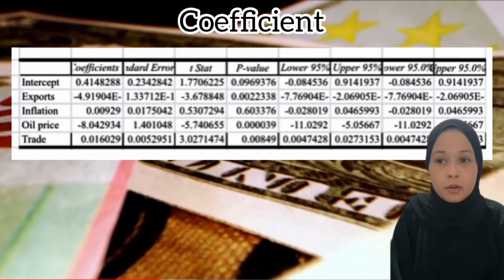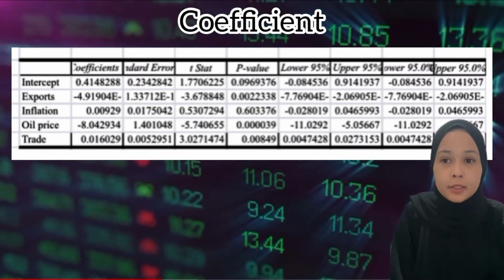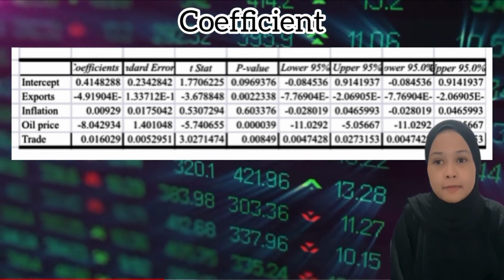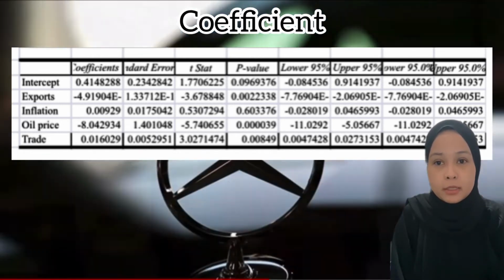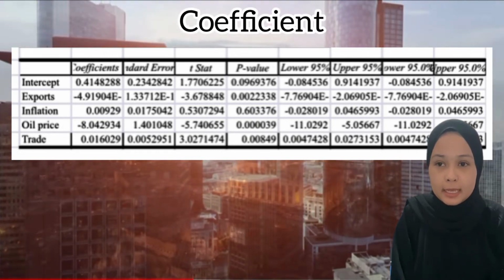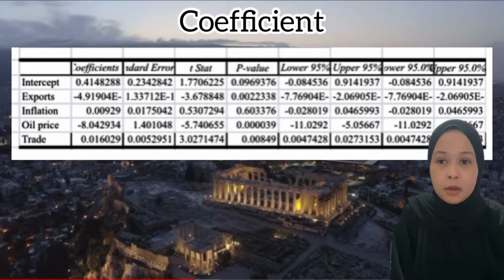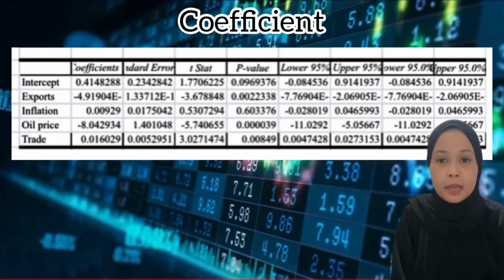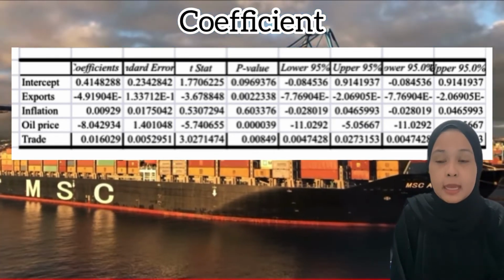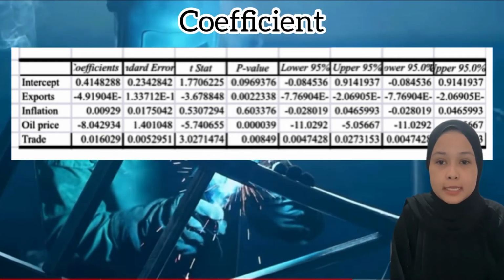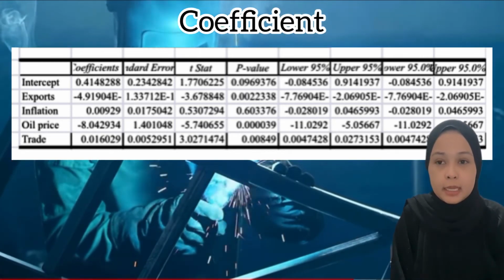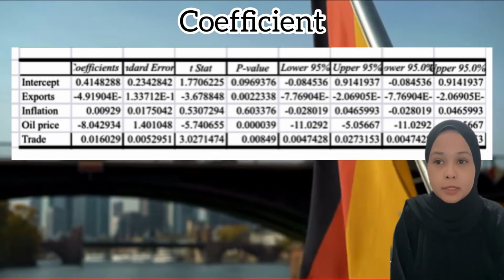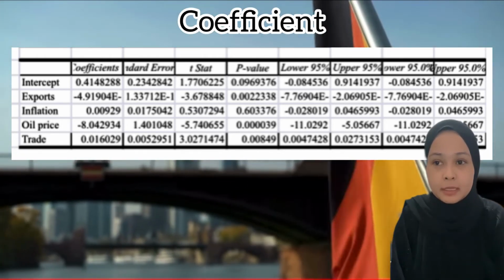Next is the coefficient. The result shows that export, inflation and trade have a significant impact on the exchange rate variability. Therefore, the null hypothesis is rejected and the alternative hypothesis is accepted. And then for oil price, it has an insignificant effect on the exchange rate variability and the null hypothesis is accepted.